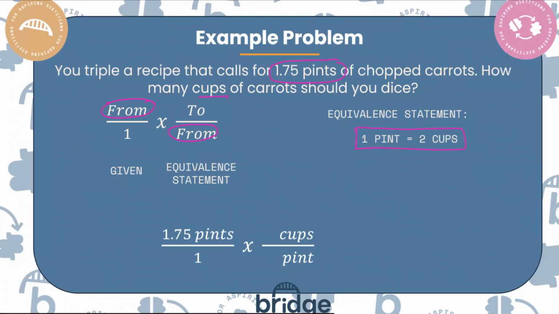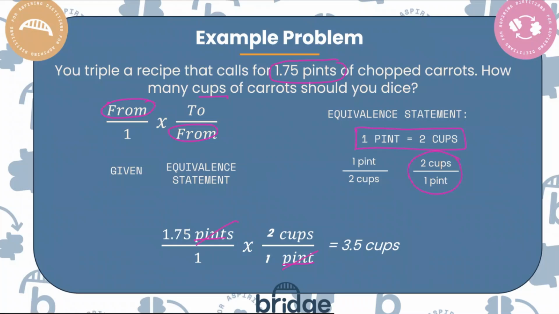Now, this equivalence statement, right? It's equal. And so since it's equal to each other, we can write it as 2 fractions. What would those fractions be? 1 pint over 2 cups. 2 cups over 1 pint. They're equal to each other, but we need the equivalence statement that matches the units in my dimensional analysis. We need pints on the bottom so that it cancels out with the pints in the given. We want this equivalence statement right here. There's 2 cups in every 1 pint. So if we need 1.75 pints, then that would be 3.5 cups because pints cancels out.